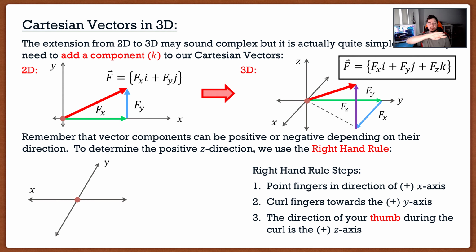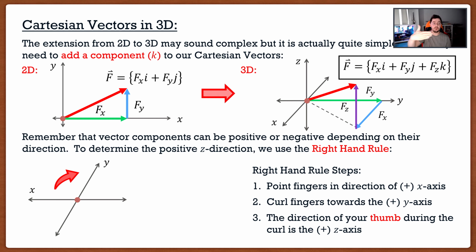Now, the second step is I want to curl my fingers towards the y-axis. So the y-axis, of course, is going this way. So I want to curl my fingers. Now notice that if I want to curl my fingers, the only logical way to do that is if my thumb is down. So in this particular case, the z-axis is actually going downwards. Because if we look, I'm curling my fingers and my thumb is pointing downwards.